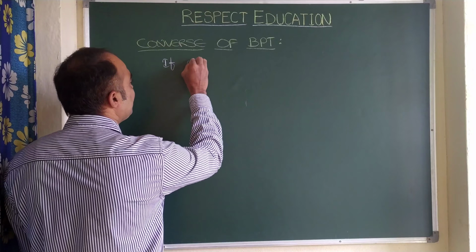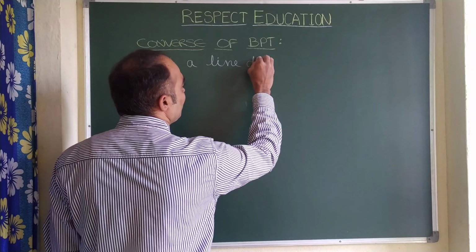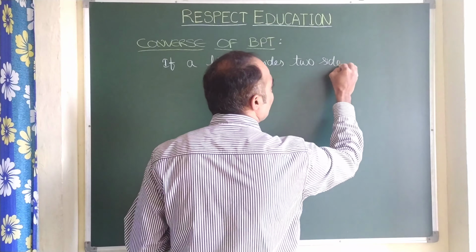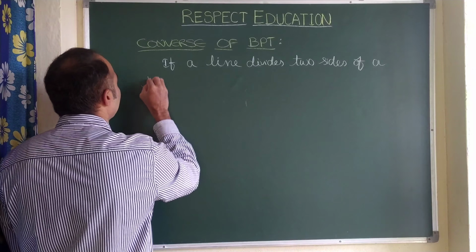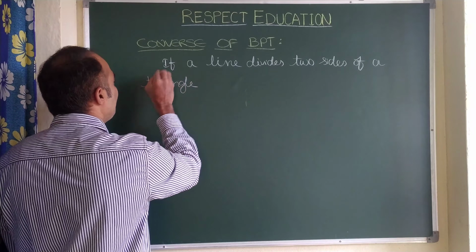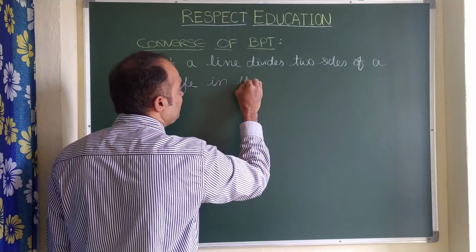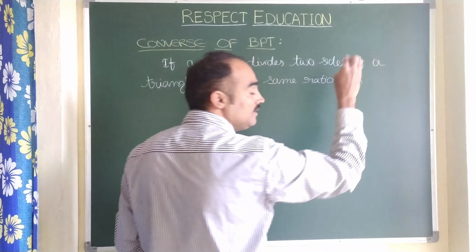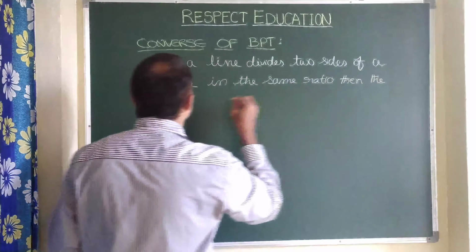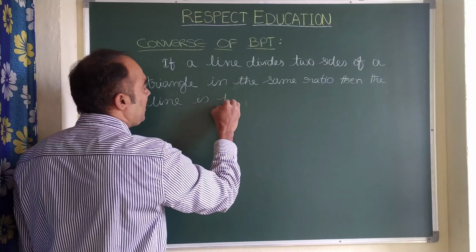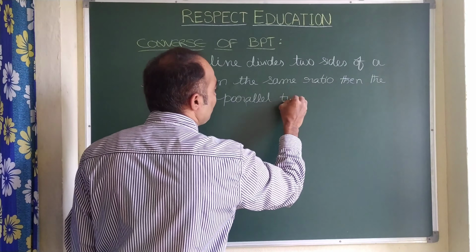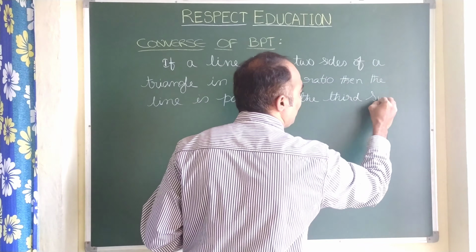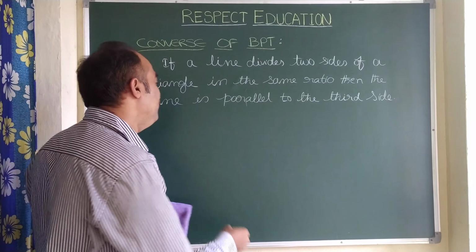If a line divides two sides of a triangle in the same ratio, then the line is parallel to the third side. Let us see what exactly it means.